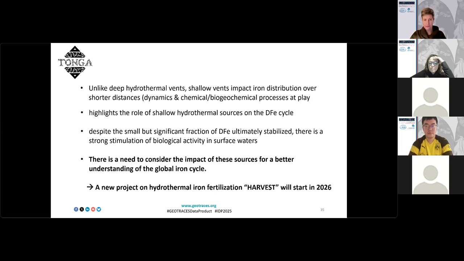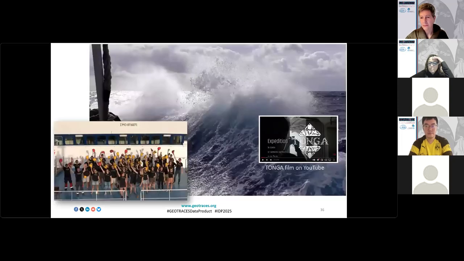And this is good news. We have a new project on hydrothermal iron fertilization, including the one from shallow sources. The project is named Harvest, and it will start in 2026.